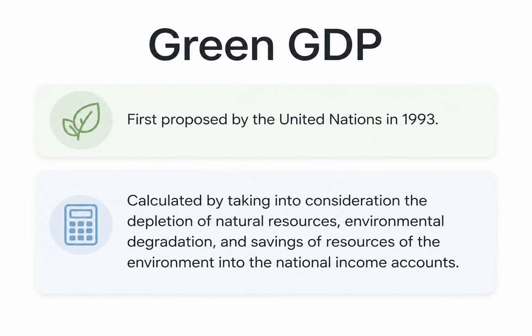A modern and increasingly important concept is green GDP. First proposed by the United Nations in 1993, green GDP adjusts traditional economic metrics to account for the environment. It is calculated by taking standard national income and subtracting the costs associated with the depletion of natural resources and environmental degradation. This gives policymakers a much clearer picture of whether economic growth is actually sustainable in the long run.